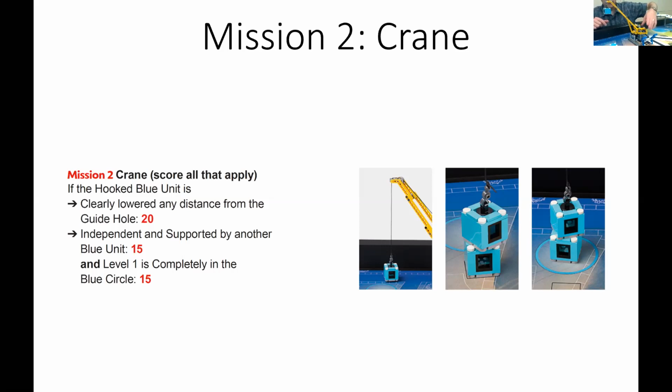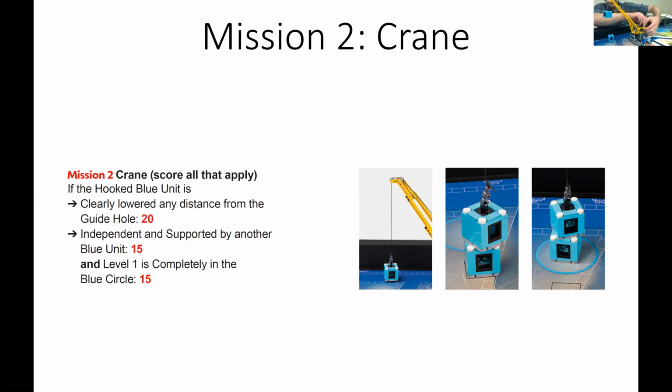Second, if it's supported by another blue unit, which you could do either by pushing this here. Let's get that in position. So you could push this here and lower it. That would get you an extra 15 points because it's independent and it's supported by that blue unit. I'm going to go ahead and wind it back up again. Well, I might as well wind it all the way.